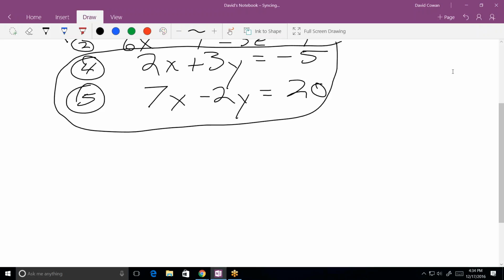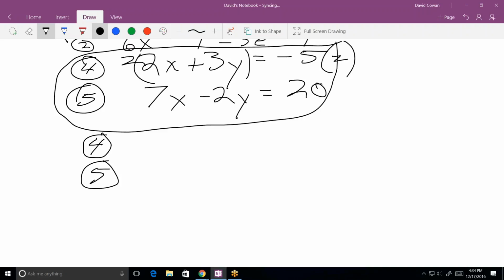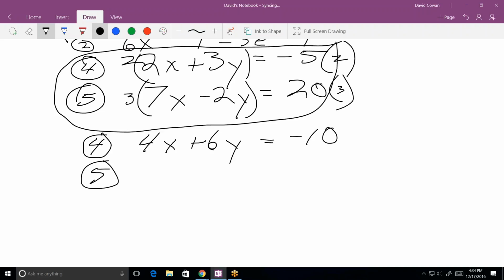So how do I solve this system of equations? You could multiply them by each other? No, you need to multiply one by one number and the other by another number. Multiply equation 4 by 2, both sides. And multiply equation 5 by 3, both sides. That's certainly something you can do. And that produces a new equation 4, which is 4x plus 6y equals minus 10. And a new equation 5, which is 21x minus 6y equals 60.